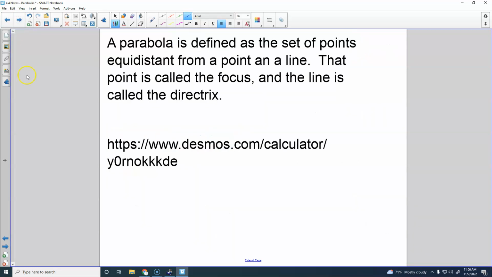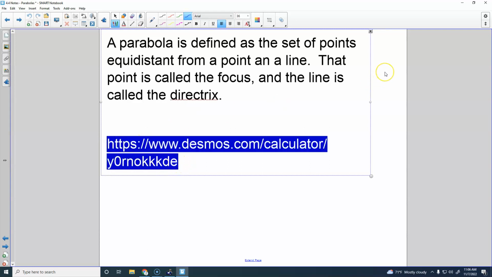So the definition of a parabola is the set of points equidistant from a point and a line. That point is called the focus, and the line is called the directrix. So I have, hopefully here, this Desmos graph will come up. I didn't link it.